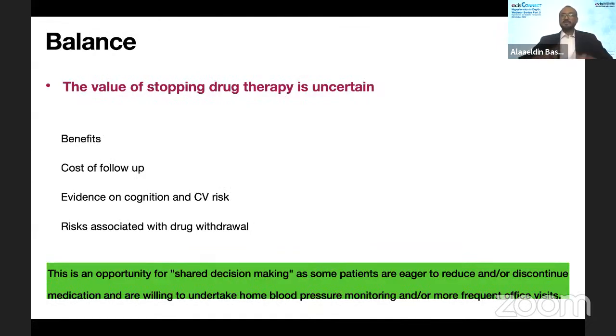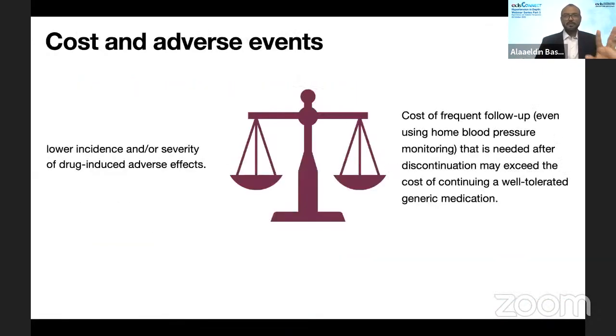So it's basically about a balance between the benefits of withdrawing the medicine and the cost effectiveness of withdrawing it, because once you withdraw the medicine, the patient will have frequent visits and monitoring of blood pressure that might be as costly as using a generic cheap medicine. And then you look at evidence of withdrawing the drug. Is it beneficial to the patient or not? Now, let me take you through this.